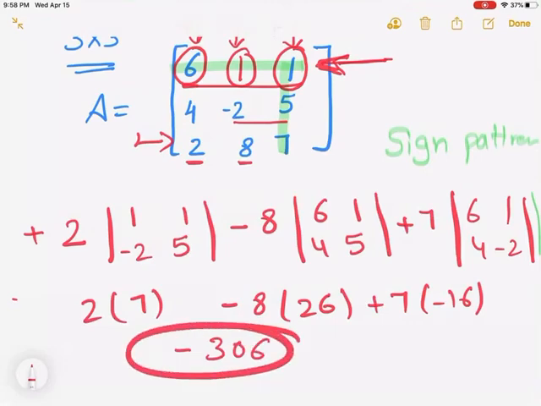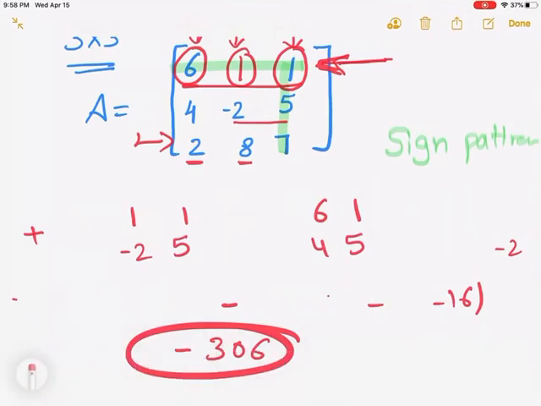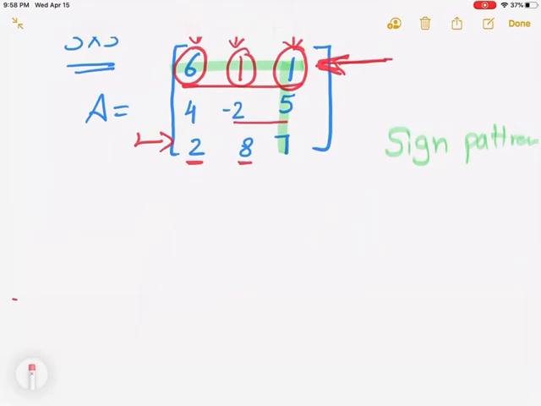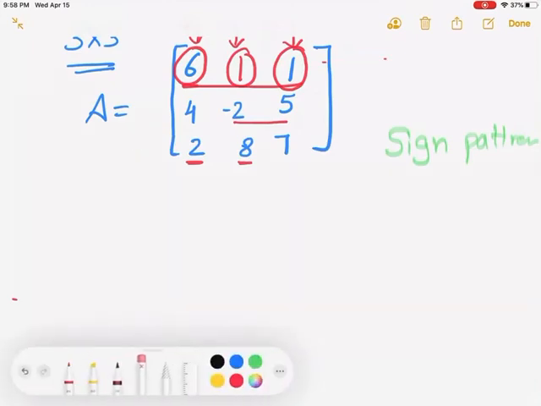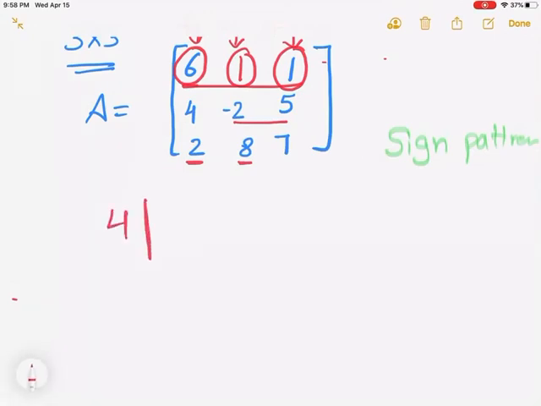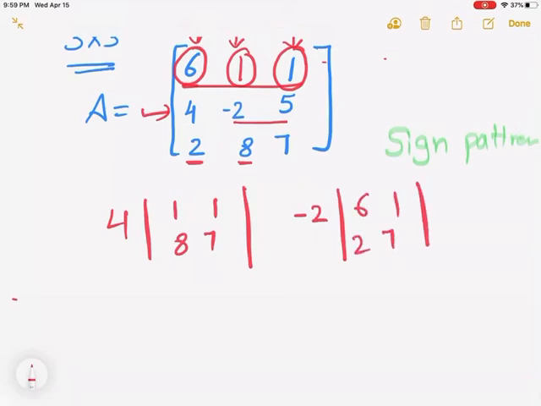Now, the only row I'm left with is the second one. So let's follow the same thing. Let me erase this whole part. Let's pick the second row. Let me erase these things too. If I take the second row, I have 4. Covering the row and the column it belongs to, I would have 1, 1, 8, and 7. So -2 would have 6, 1, 2, and 7. Then I have 5.